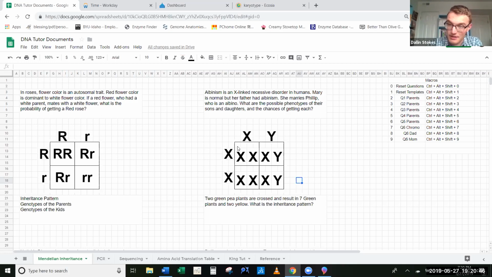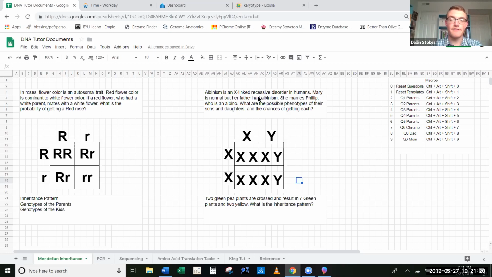Now let's throw in a little twist. Albinism is an X-linked recessive disorder in humans. Time out, what does that even mean? X-linked means that the gene we are concerned about that has something to do with skin pigmentation is located on the X chromosome. Before we didn't care, it was on 1 through 22. Now it matters. It's on the X chromosome, and we'll show you why we have to specify that. And we are told it's recessive.